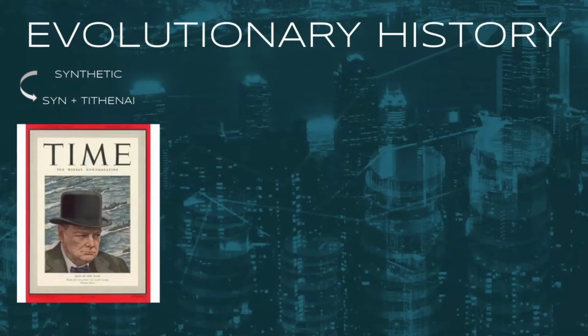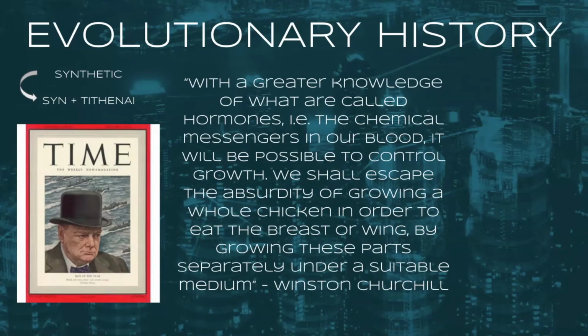Synthetic meat conceptualization began as early as 1931 with Winston Churchill's essay 50 Years Hence, describing his vision for the next 5 decades. In his writing, Churchill describes with a greater knowledge of what we call hormones, the chemical messengers in our blood, it will be possible to control growth. "We shall escape the absurdity of growing a whole chicken in order to eat the breast or wing by growing these parts separately under a suitable medium." While Churchill was off by almost another semi-centennial, his prediction was one of many that foresaw the production of genetically cultured experiments.